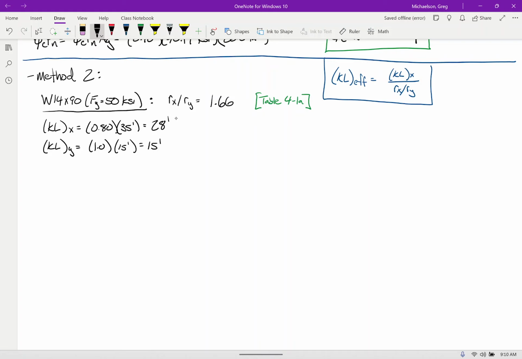See, the idea is we cannot directly compare KLX to KLY because it's apples and oranges, because when you compute slenderness, you're dividing by different radii of gyration. So in order to compare apples to apples, we're going to compare KLY with KL effective, okay?